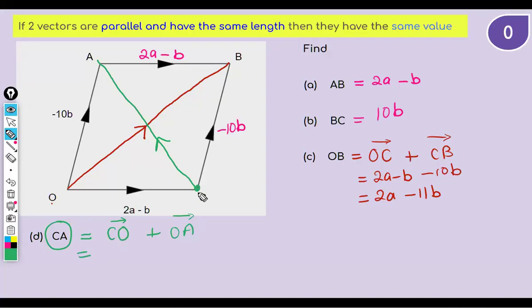C to O, we're going against the arrow. So we have to make all the signs the opposite here. Minus 2A plus B. And then OA is with the arrow, so we don't need to change it. We keep it minus 10B. I'll put the answer here. I ran out of space here. You'll get minus 2A, positive B minus 10B is minus 9B. I know I kind of rushed it there, but I know you all are tired too. Right? But take it down.